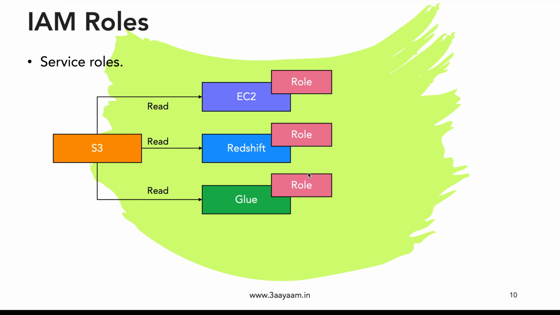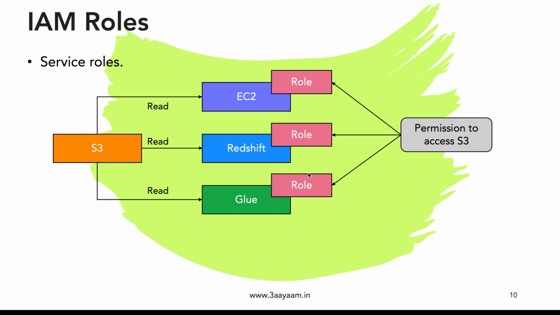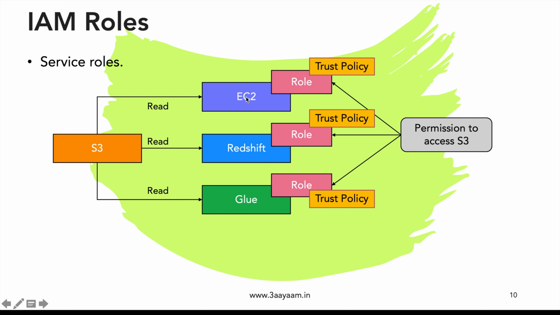So these are individual services and they also need permissions from one another to perform certain tasks. And what do these roles contain? These roles would contain permission to S3 so that the services can actually read objects from S3. And there's something called a trust policy also, and those policies would be attached to the roles. For this role, in the trust policy, it would be mentioned that the EC2 service can use this role.